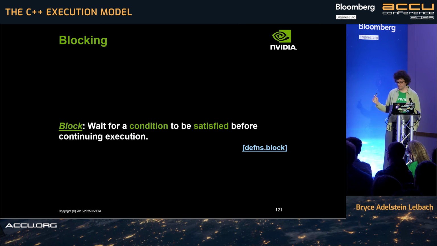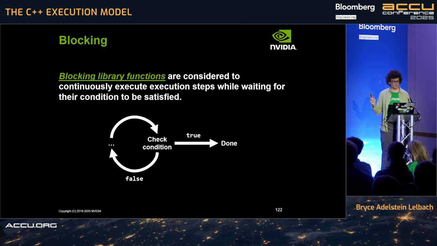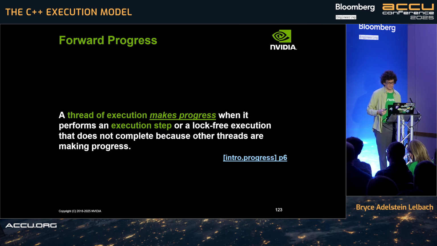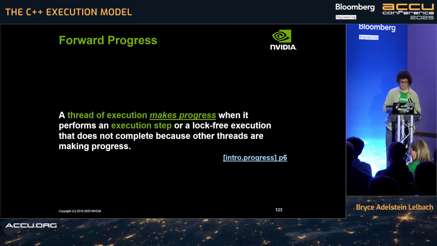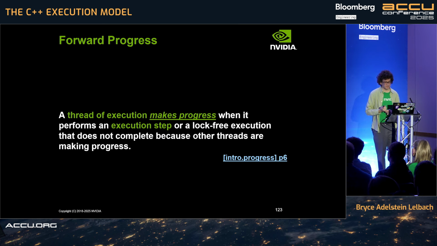So blocking is waiting for a condition to be satisfied before continuing execution. Blocking library functions are considered to continuously execute execution steps while waiting for their condition to be satisfied. A thread of execution makes progress when it performs an execution step or a lock-free execution that does not complete because other threads are making progress.